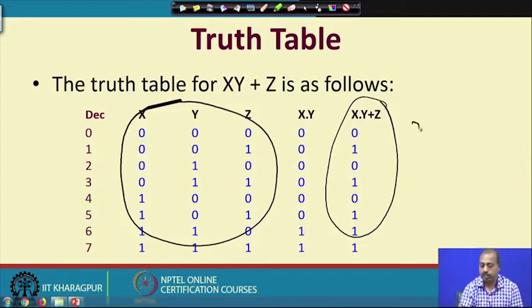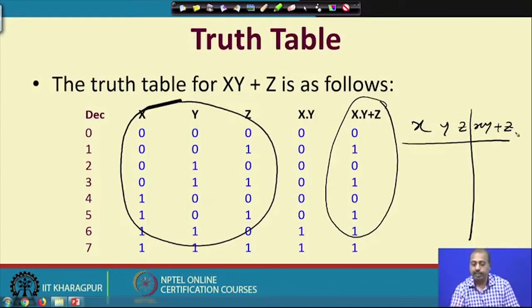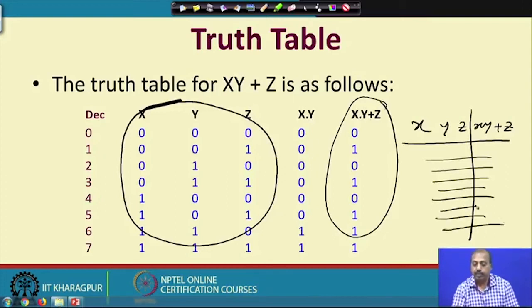So, this is x, y, z and the output part, which is x y plus z in our case. Normally we write it like this, and there are 3 variables here. So, I will have 2 power 3, that is 8 such rows there. In general, if there are n variables, then there will be 2 power n such rows. So, this is the truth table.